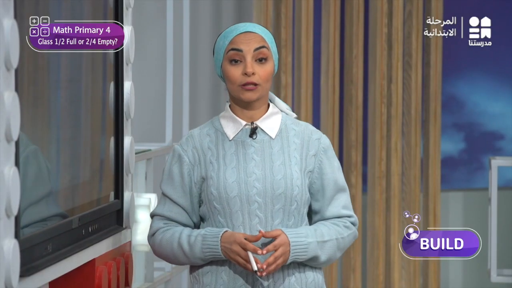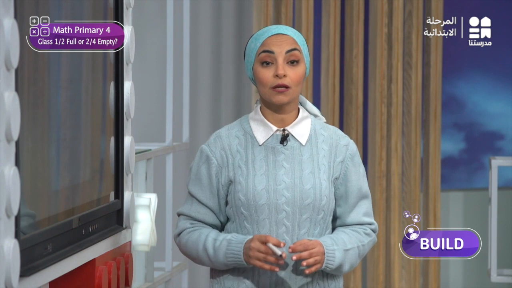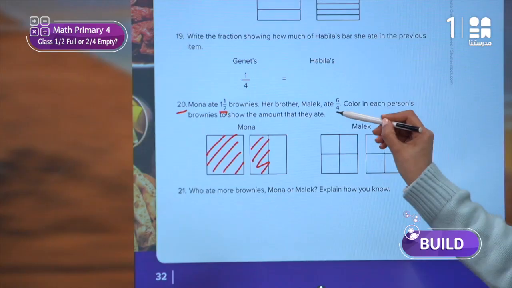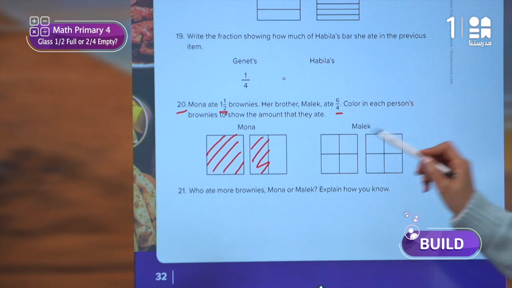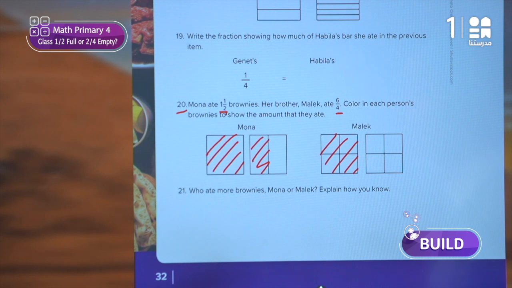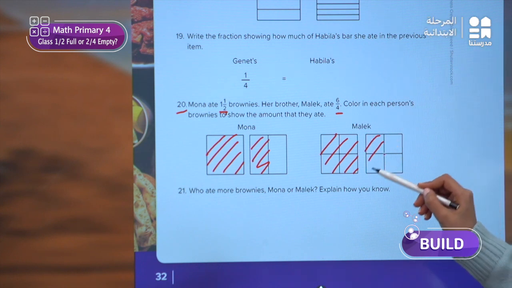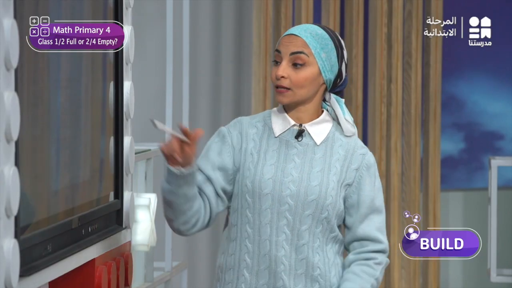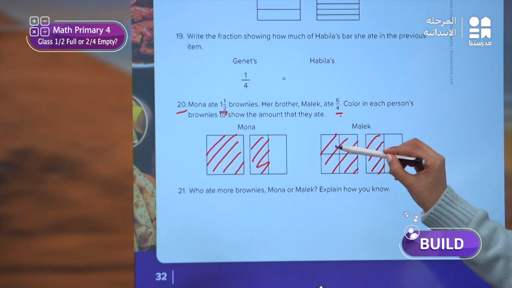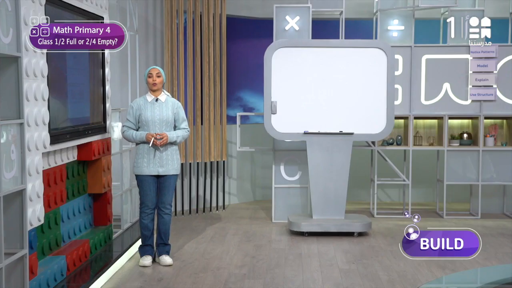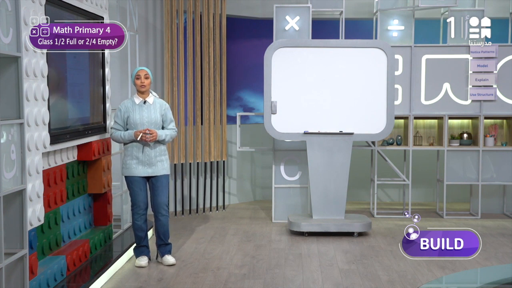While in Malik's model, I will also use one model which is 4/4. مش مالك أكل 6/4، يبقى I will color one whole model. بس كده؟ No. And 2/4 of the second one. So the total is 6/4. Let's count 1, 2, 3, 4, 5, 6. Okay. Now, so the answer to this problem is what?